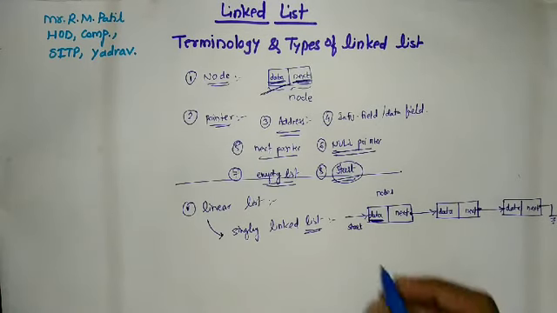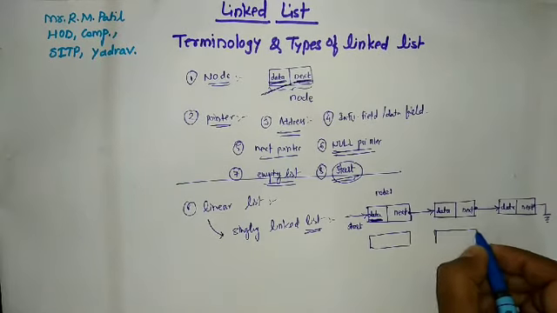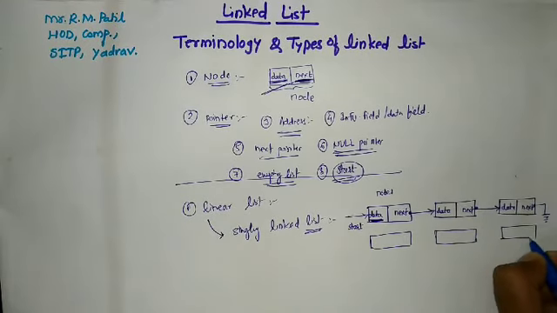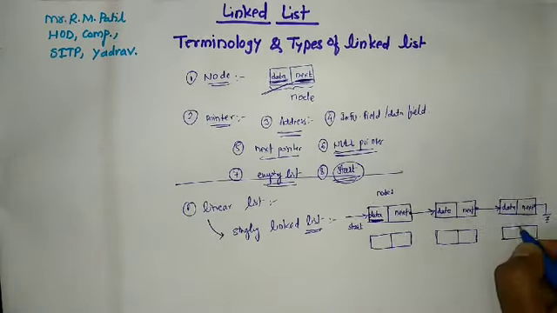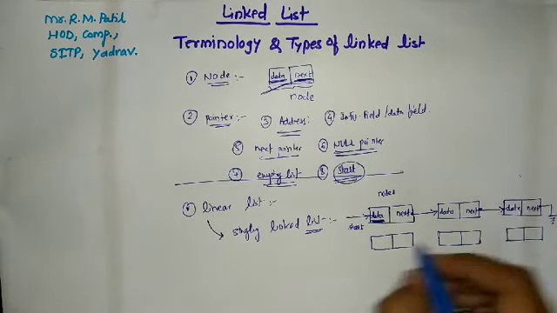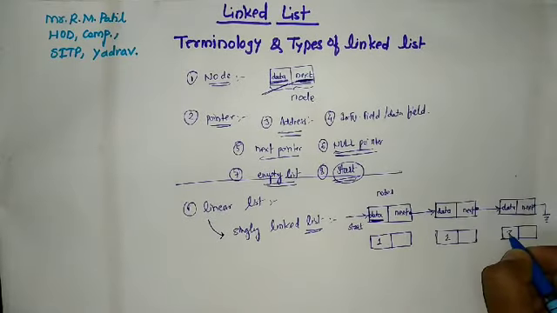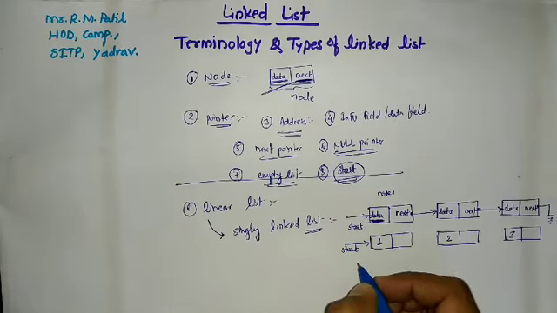So consider one simple example. We have 3 nodes. This is the first node, this is the second node, and this is the third node. Each node is divided into 2 parts, that is the data field as well as the next field. Consider the data stored as 1, 2 and 3. This first element we are going to call the starting element.